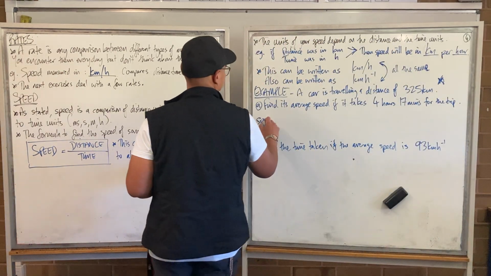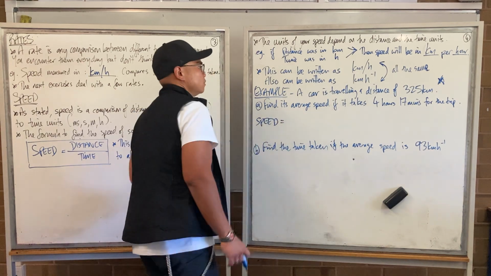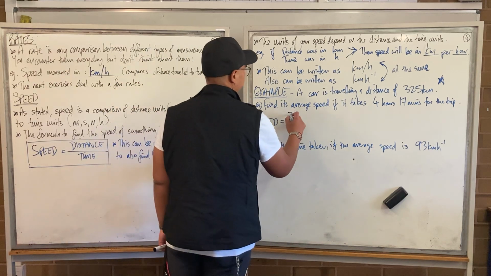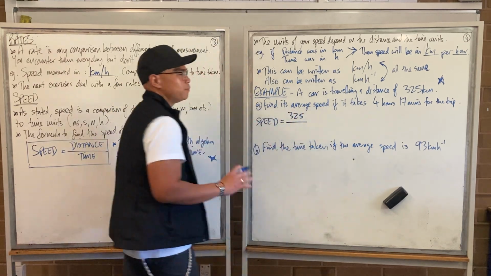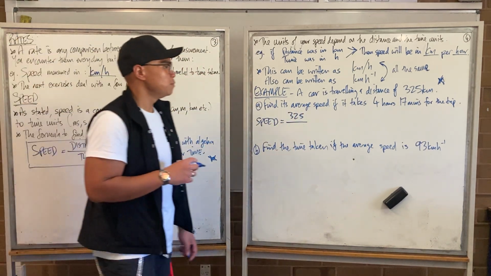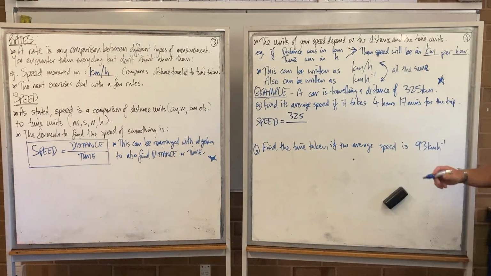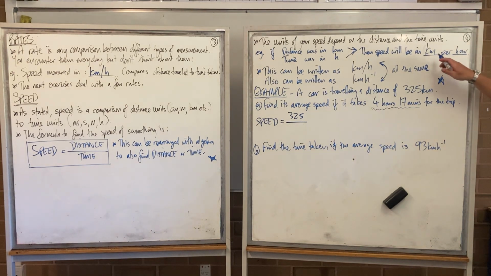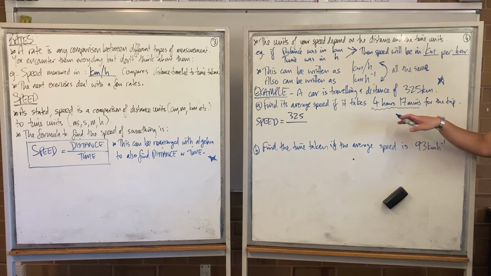Speed equals, do I know the distance that it's going? Yeah. 325 over, but we need to stop here because is this time in only 1 unit? The problem is it's broken up into hours and minutes. We can find a speed if it's 1 unit of time. So we need to convert this to something.